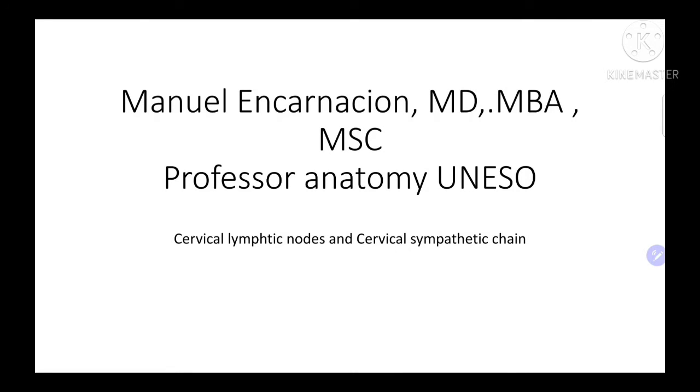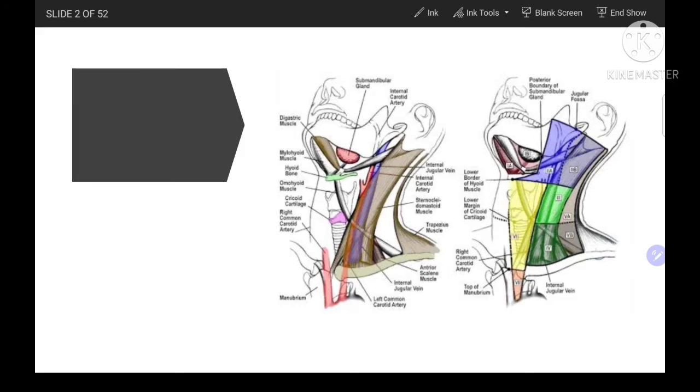Well, hello. Today we're going to talk about the cervical lymphatic node and cervical sympathetic chain. First, we need to remember what are the functions of the lymphatic node. Remember, they are the guardians, they are the first wall against some pathologies like tumors, infection, inflammation.